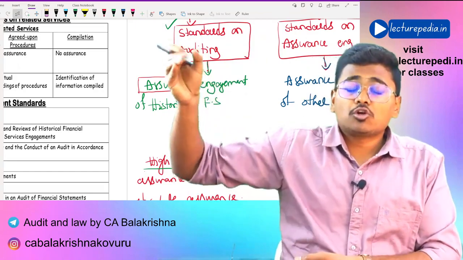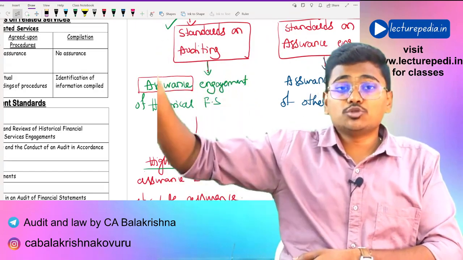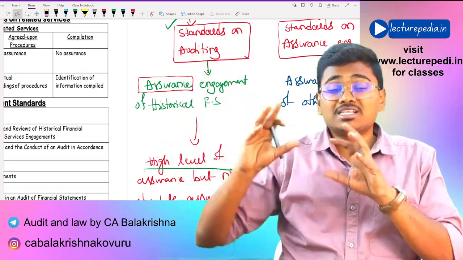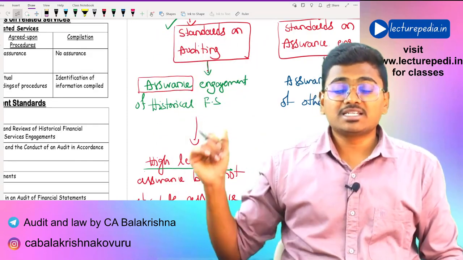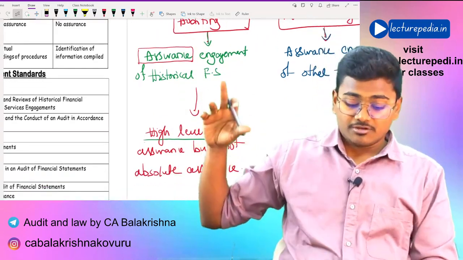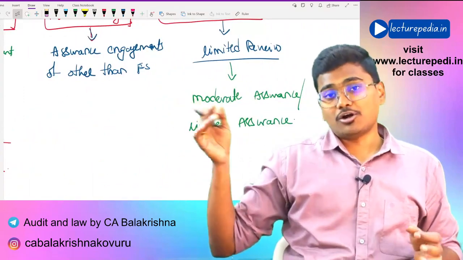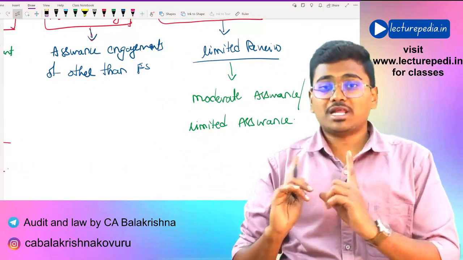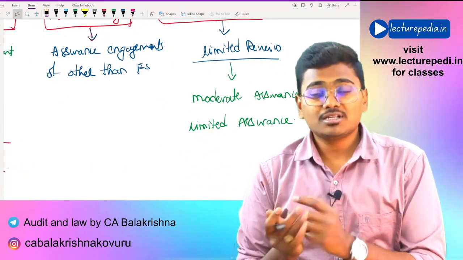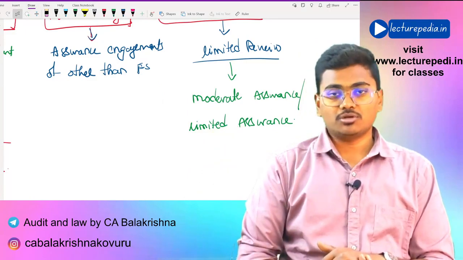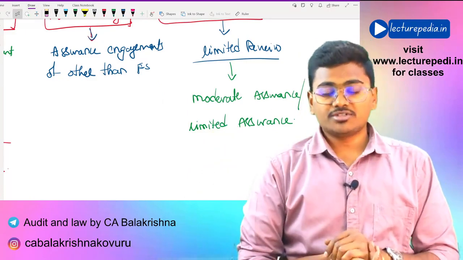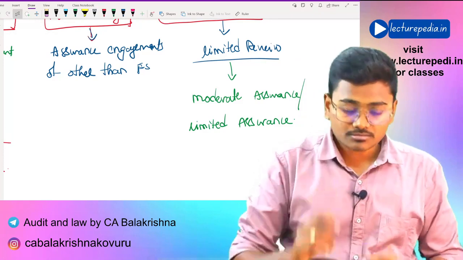There are no material misstatements, whether due to fraud or error. This type of terminology will be used in case of a high level of assurance. Whereas in case of moderate assurance, the auditor will state that as far as the items that I have verified, there are no misstatements in that item. Okay, so this is the difference between limited review and normal audit assignment.